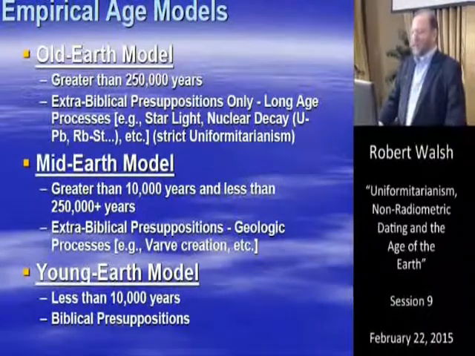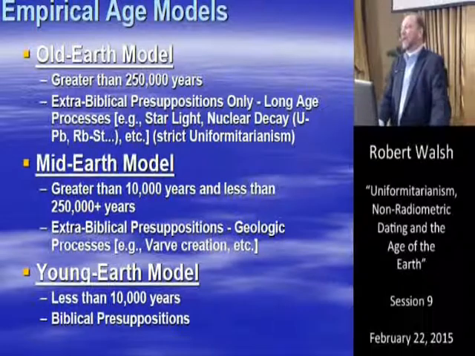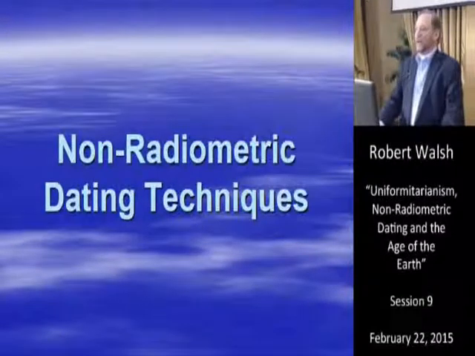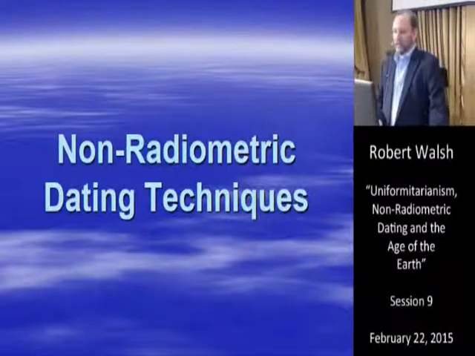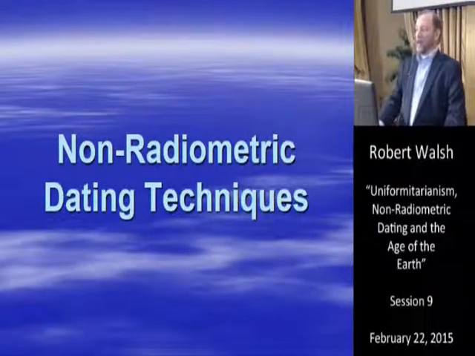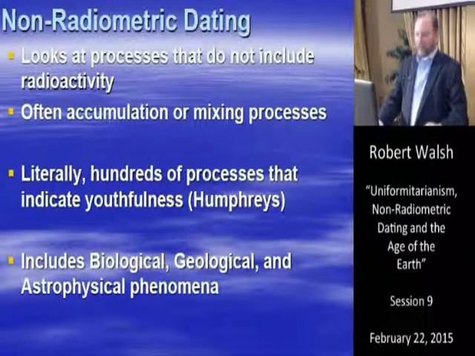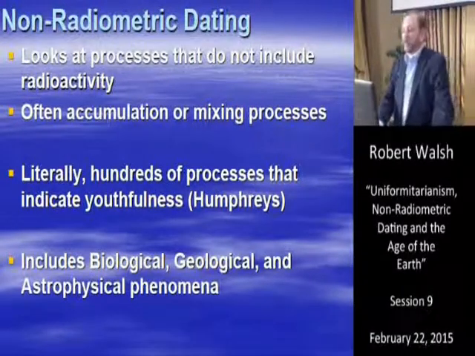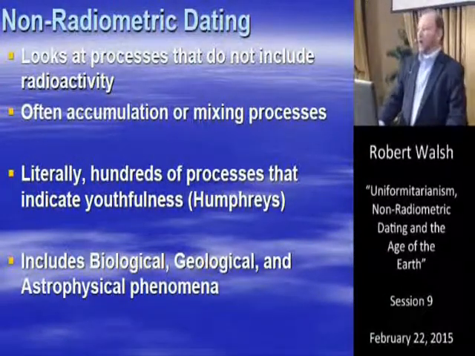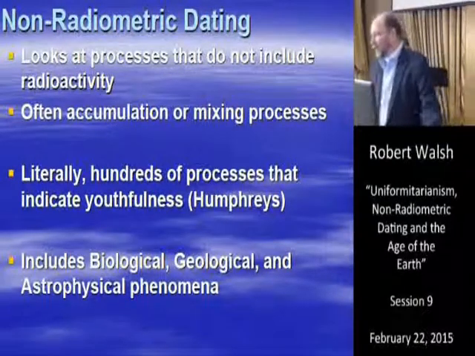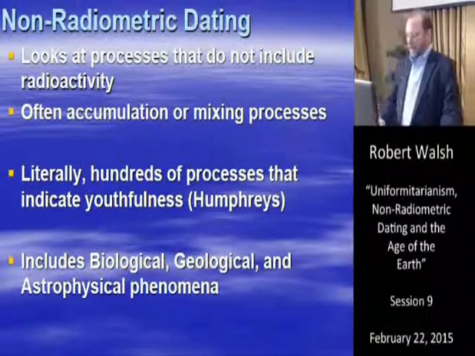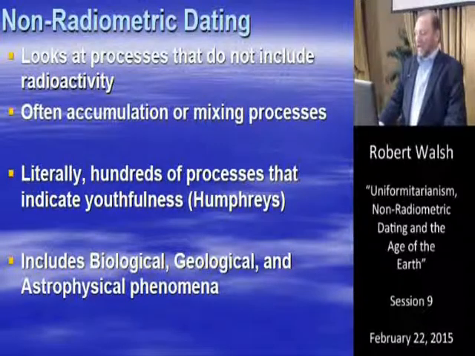So having said that, let's take a look at some of the non-radiometric dating techniques that are used to date the Earth. Okay? We'll look at processes that do not include radioactivity. That's essentially what non-radiometric dating is. Any process that does not include radioactivity is a non-radiometric technique. And these typically fall into two categories, accumulation and mixing models. So you're looking at a particular type of material that's accumulating over the years, and you use that accumulation to determine the age of that deposition.